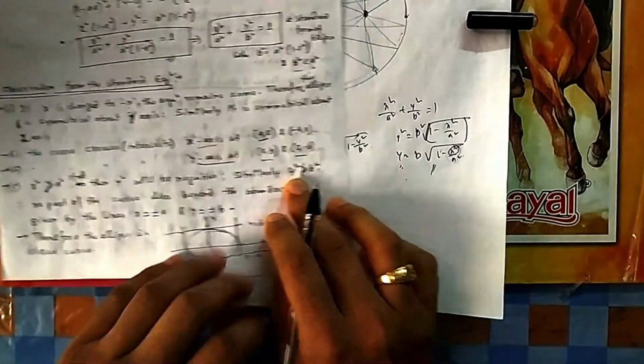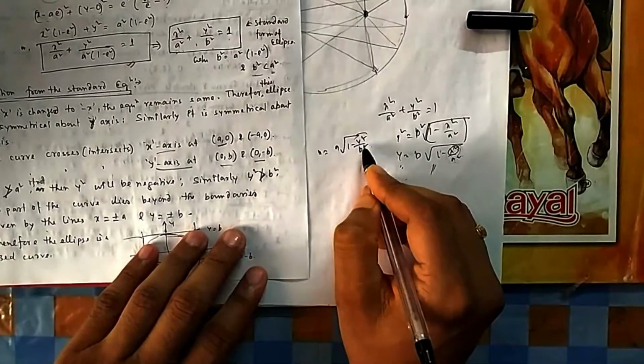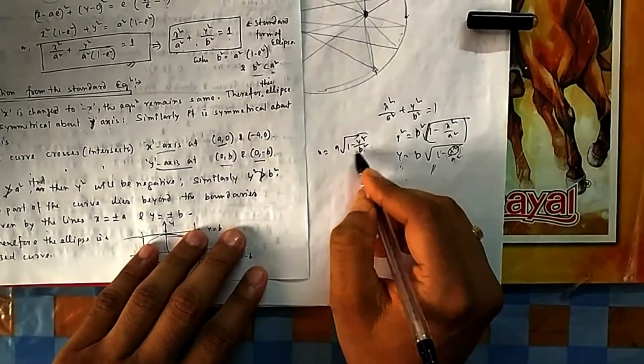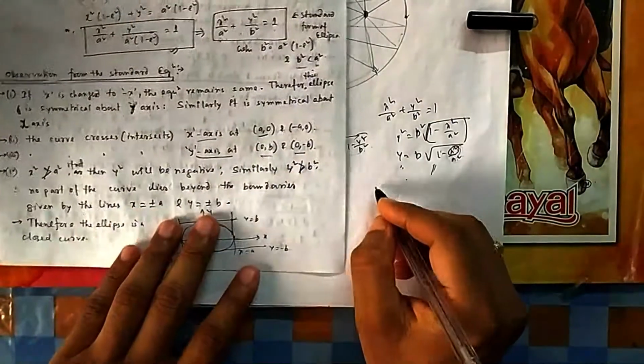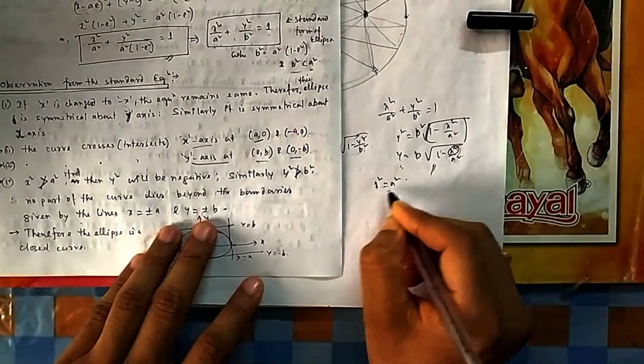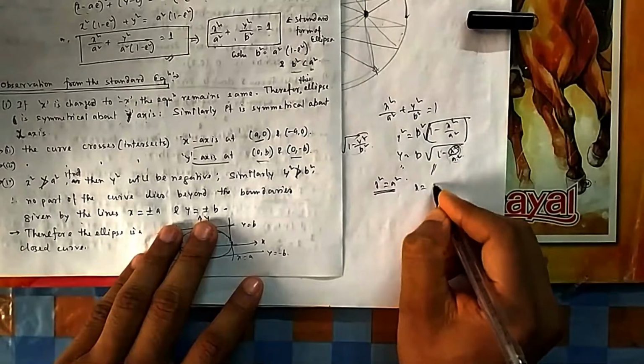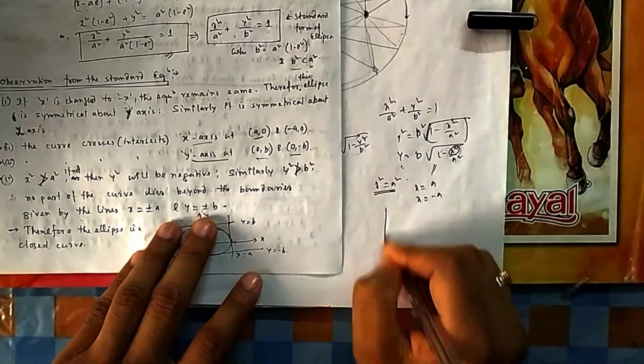Similarly, y square cannot be greater than b square. If y square is greater than b square, then this becomes negative, so x cannot be real. Similarly again there is no point. Therefore your ellipse, since x square is bounded up to a square, cannot go beyond a square. That means x can go hardly to a or minus a.